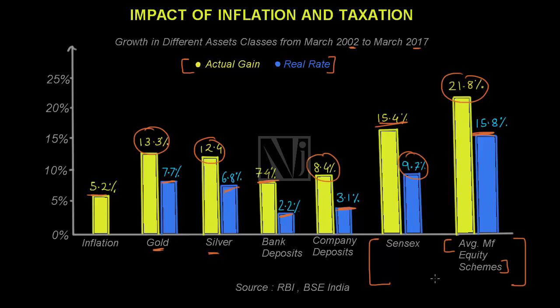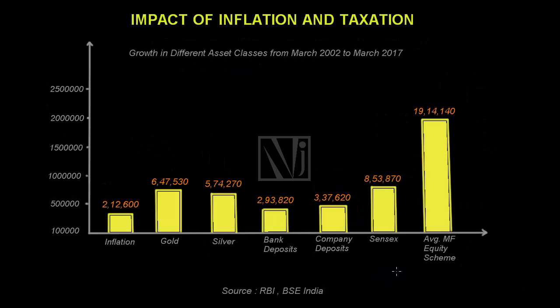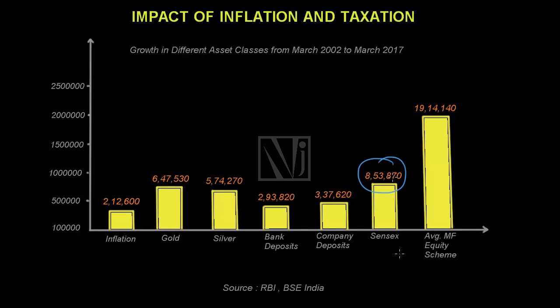Now let us see what will be the value of 1 lakh rupees invested in March 2002 to March 2017 in different asset classes. Here we can see that Sensex and average equity mutual fund schemes has given maximum returns to investors in 15 years. Sensex has multiplied the wealth by 8.5 times and average mutual fund equity schemes have multiplied the wealth by 19 times in 15 years. So here we can conclude that equity as an asset class has outperformed other asset classes in long run.